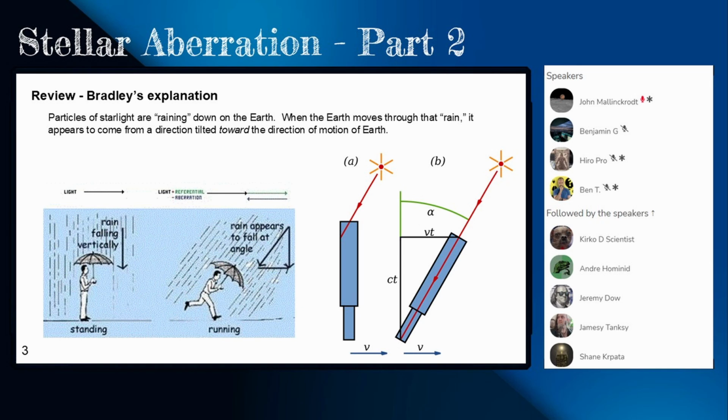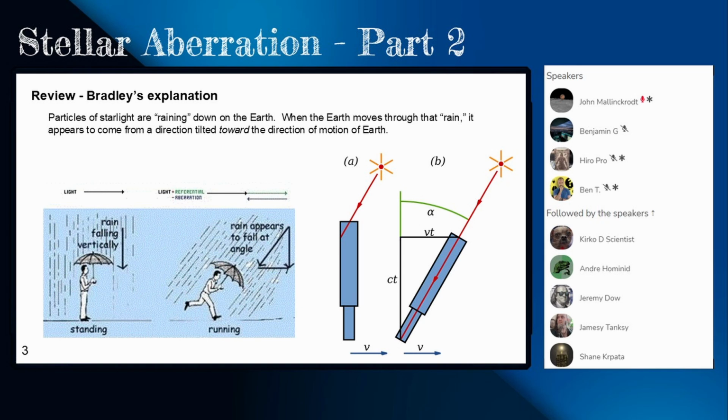Bradley measured an angle that was a tiny fraction of a degree, a tiny fraction of a minute of arc, which is not a tiny fraction, but a pretty small fraction of a minute of arc, which is a 60th of a degree. What he measured was about 20 seconds. He had to tilt the telescope about 20 seconds. And we talked a little bit about the specifics of that last week.